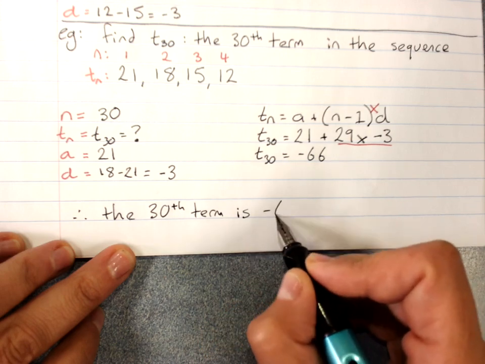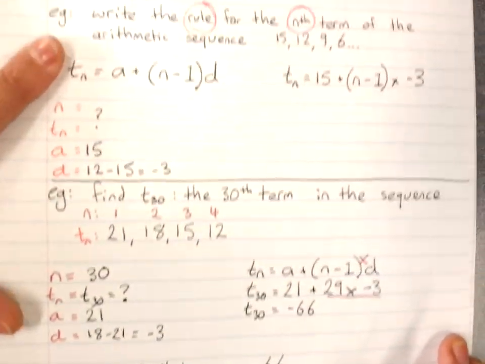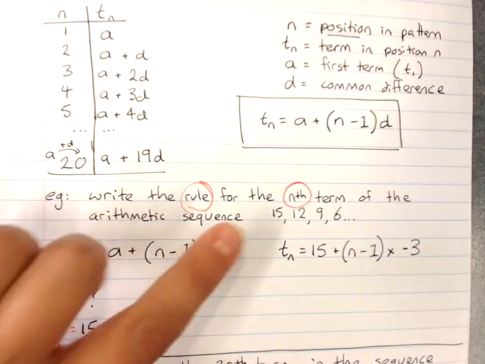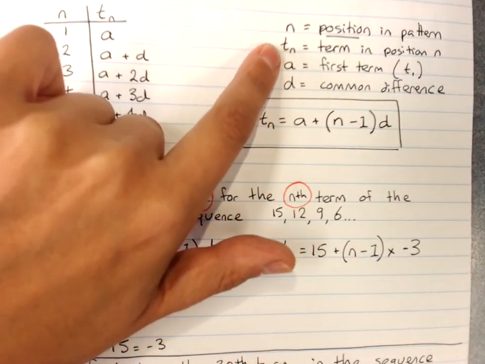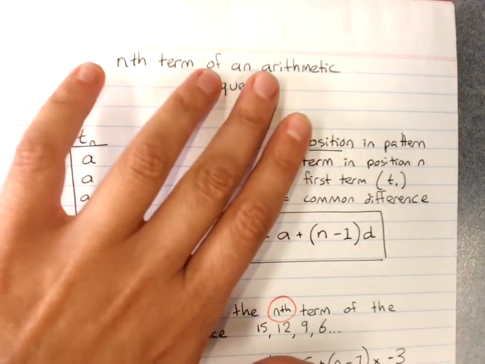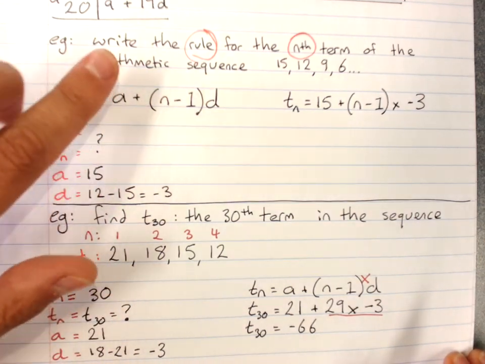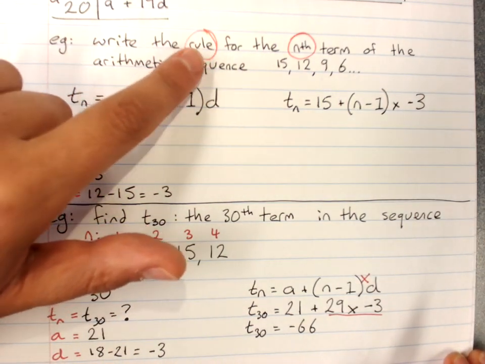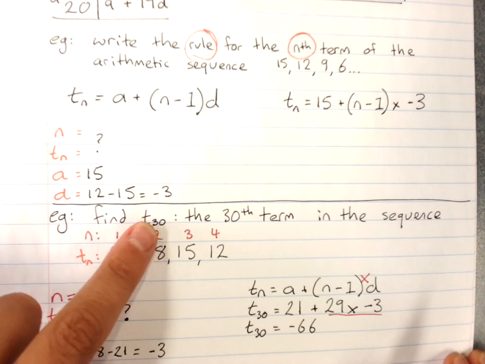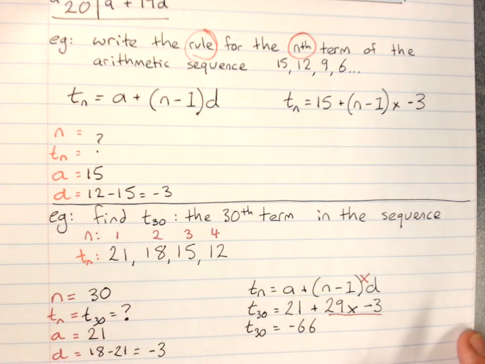Since it was a word question, technically we give a word answer: therefore the 30th term is negative 66. So be very, very careful that you understand what n and Tn are and how to use the formula. This formula only works for an arithmetic sequence, and there are two different types of questions that I might ask you: write an overall rule, or find the 30th term, or a particular term at a given position.